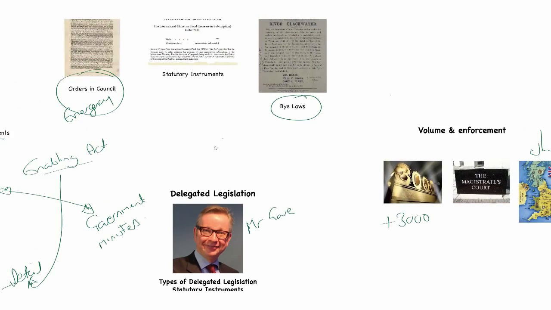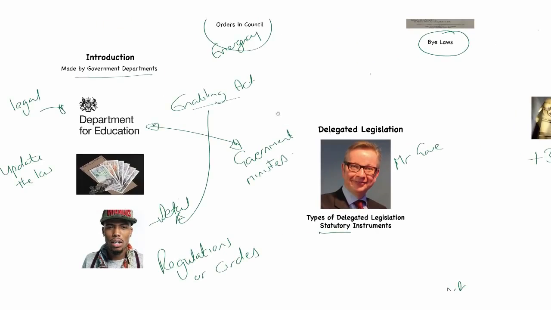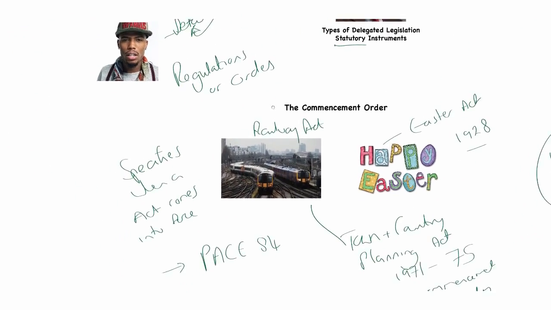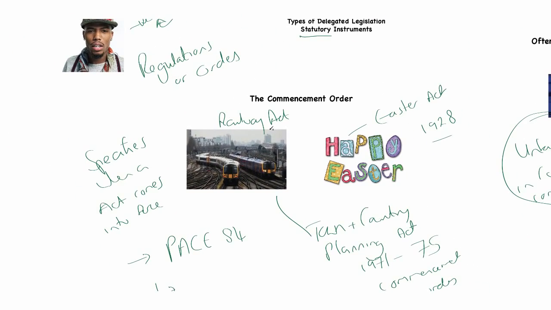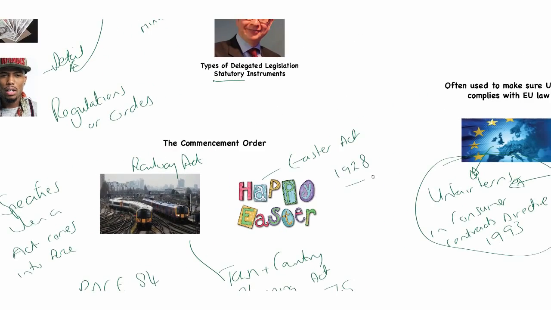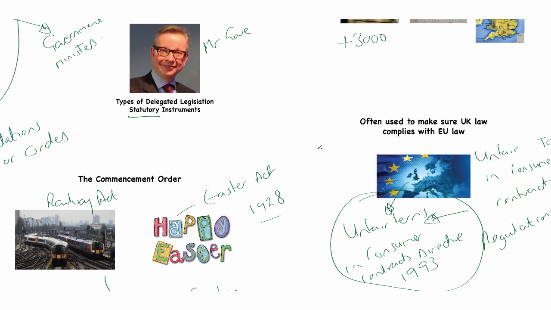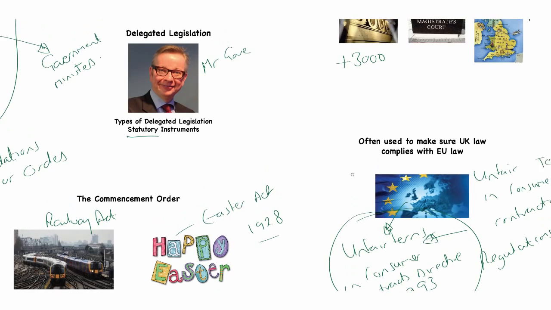Let's have a very, very quick recap. They are made by government departments. There's an Enabling Act, and the Enabling Act allows the minister, through his or her department, to create a statutory instrument. The most simple statutory instruments might be used for something like updating the law, and the more complex might be used to add detail. They're known as regulations or orders, and frequently they take the form of a commencement order. They are often used to make sure that United Kingdom law complies with EU law.